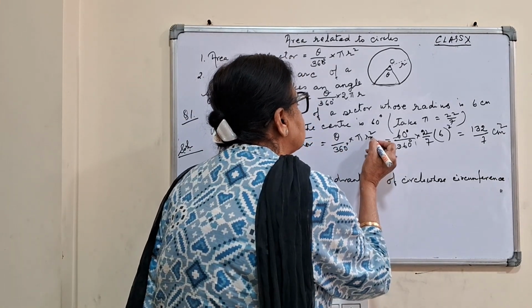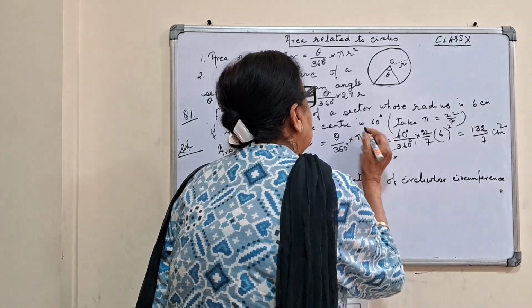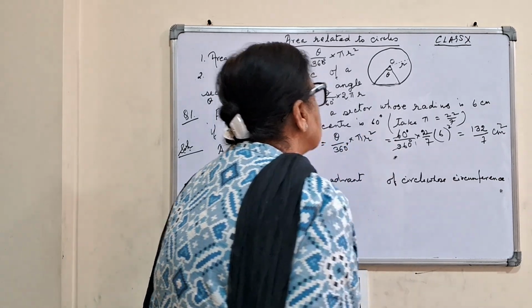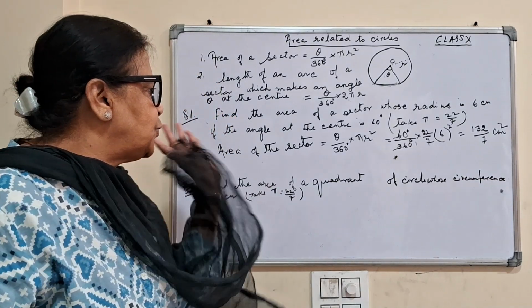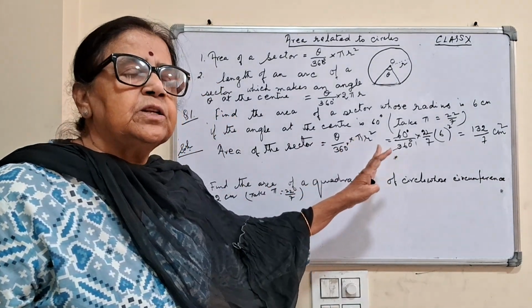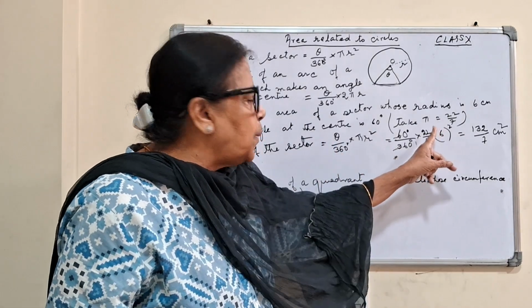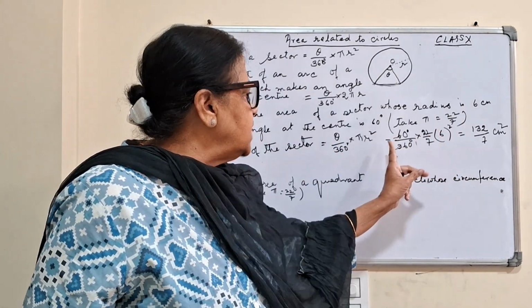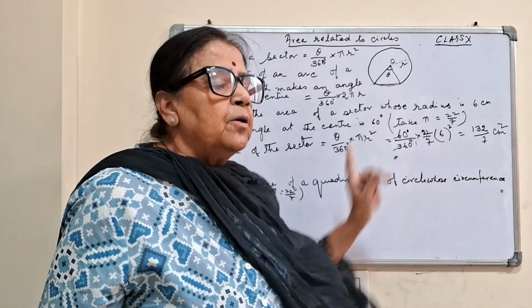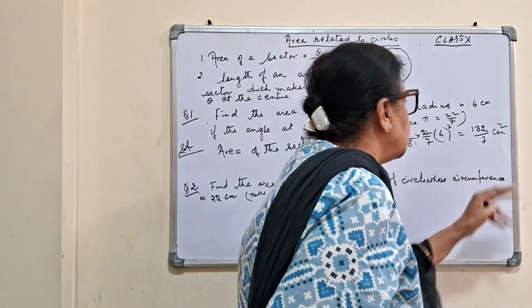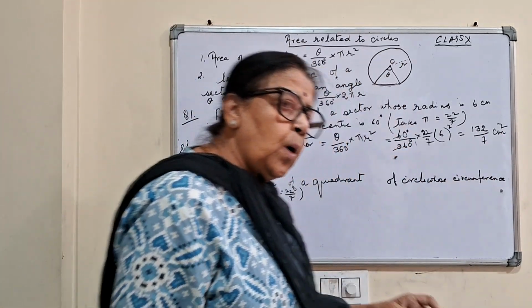So area of the sector is theta by 360 pi r square. My r is always very bad, so I'll write pi r square. Pi r square is equal to 60 by 360. 60 by 360 is 1/6, and another 6 is that pi 6 square. Once another 6 is cut here, so 1/6 is left. That is 132 by 7 centimeter square.